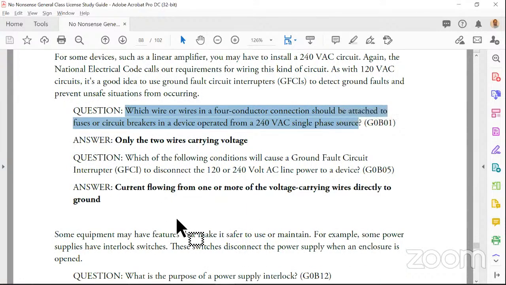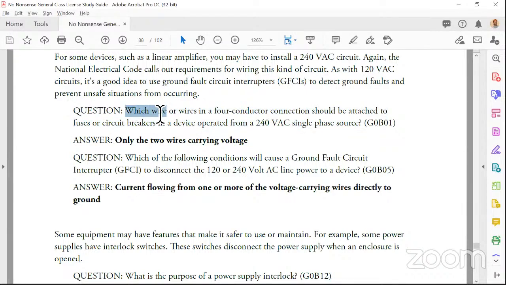Which wire or wires in a 4-conductor connection should be attached to fuses or circuit breakers in a device operated from 240 volts AC single-phase source? Okay, so a little bit long-winded question here. Let's dissect it and see what they're asking us about.